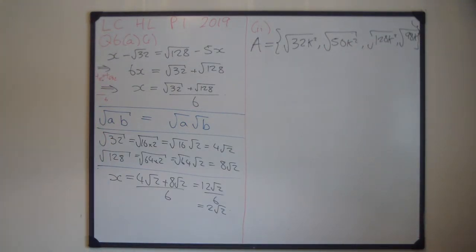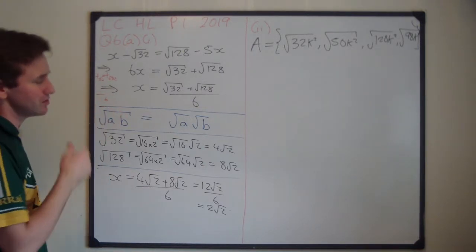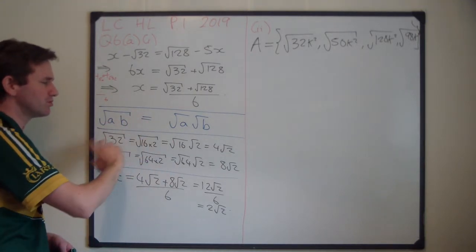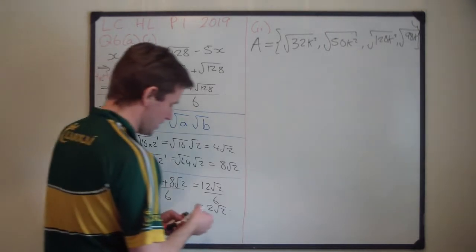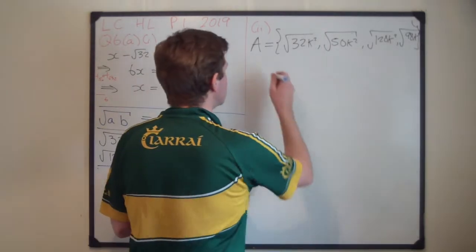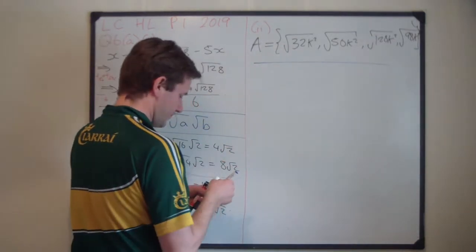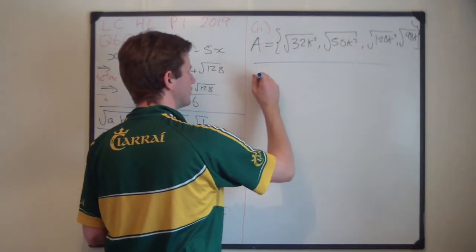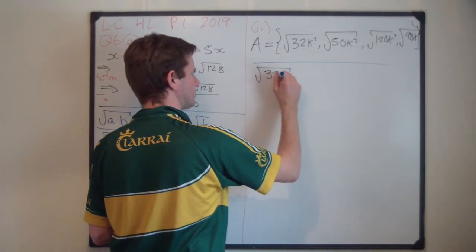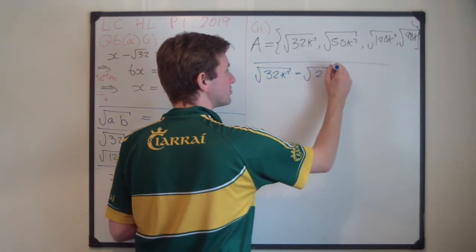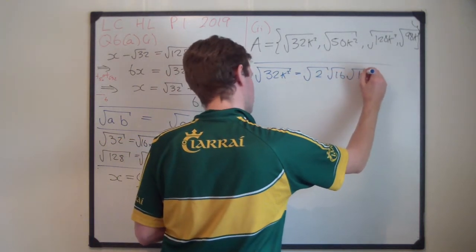That's important. If k was an integer, you've got some problems. This is only true if a and b are positive. If you try and put in -1s or something here, you get into awful trouble. The other thing is that we're going to use this to break these down. So for example, the square root of 32k squared, we can write it as square root of 2 by square root of 16 by square root of k squared.